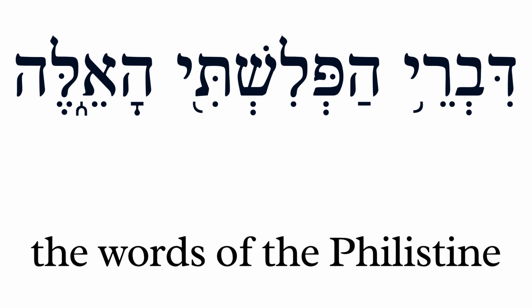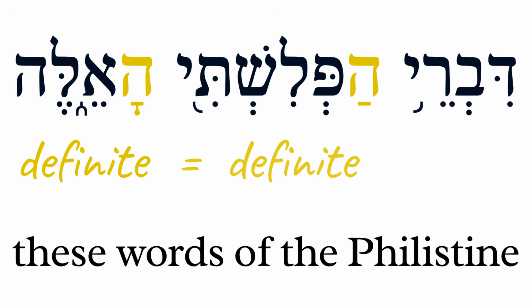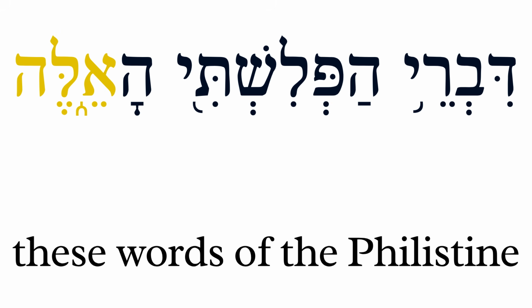Divrei haplishti ha'eleh, these words of the Philistine. Eleh has the definite article ha since it is an attributive adjective. That means it is directly attached to the phrase it describes, and so must match it in definiteness. The adjective eleh describes plural words, so we know it describes divrei instead of haplishti, these words of the Philistine.